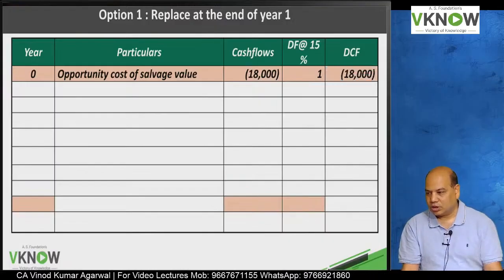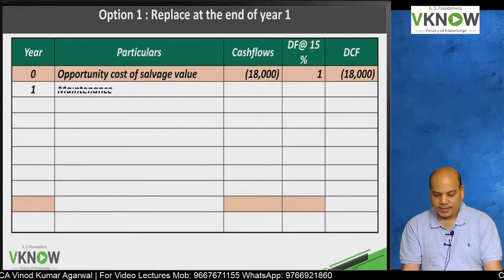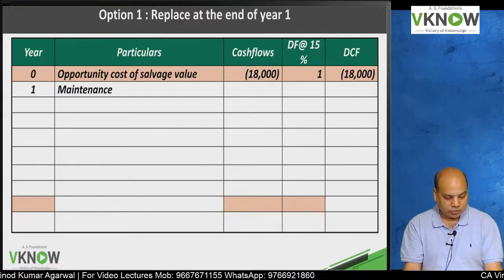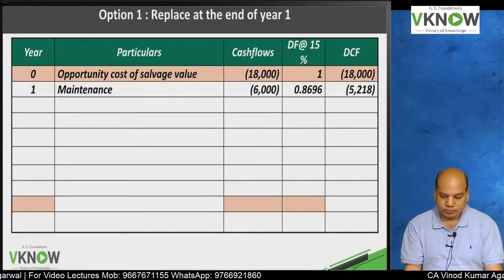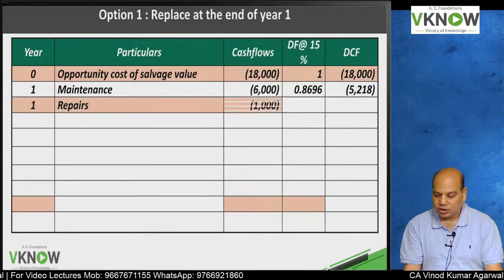Present value 18,000. Year 1 you are going to use it. Maintenance you will incur, present value already computed 5,218. Repair cost you will incur.